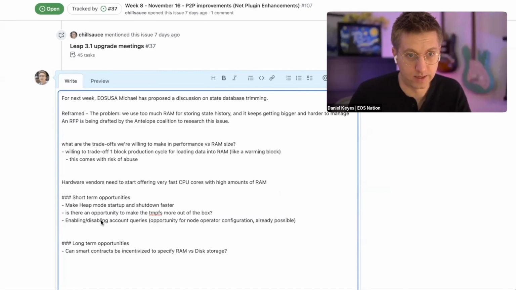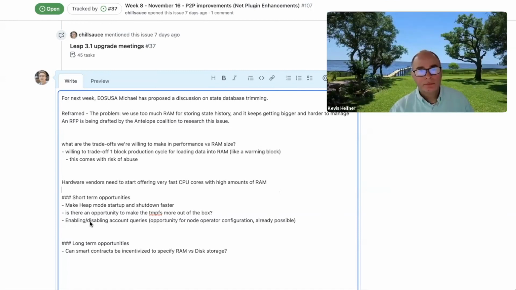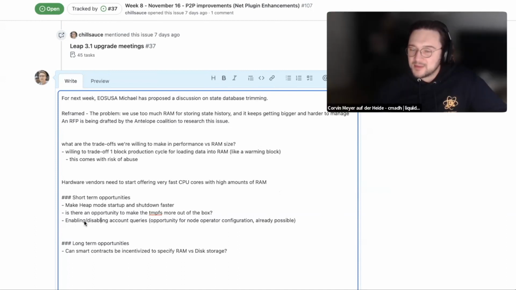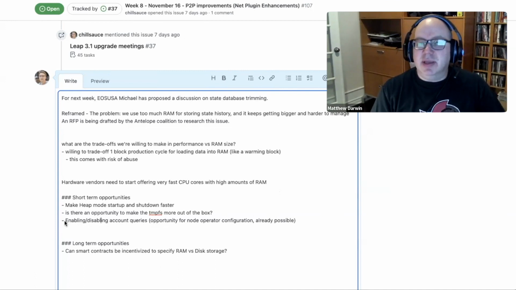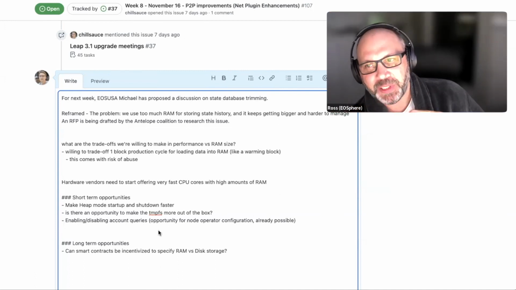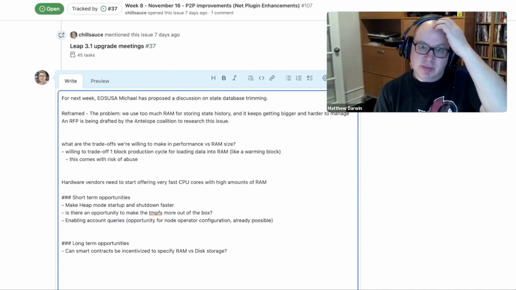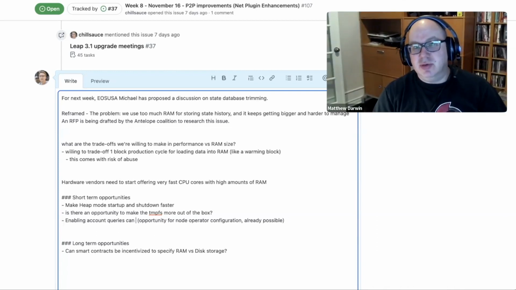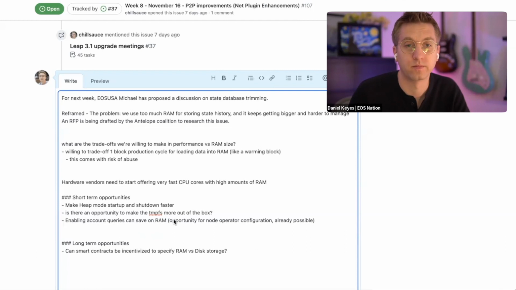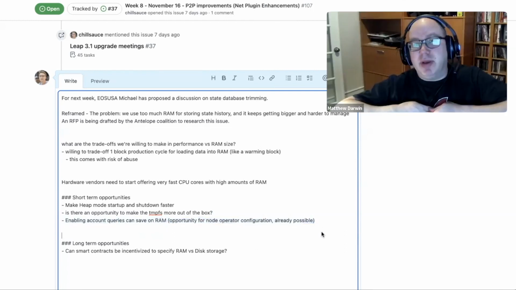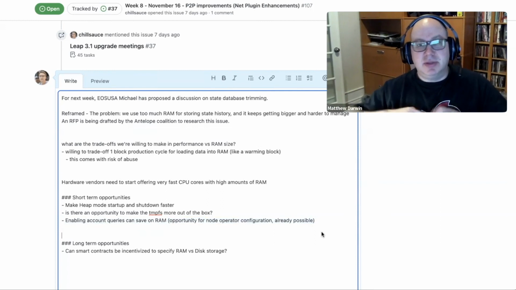So would disabling or enabling be the reduction? Or does it depend? That's already available. It's already a feature that's already there. But is there an instruction to provide to node operators, disable account queries, you save on RAM? No, you have to enable it. By default, it's disabled. I'm not sure there's anything to do there on this. I've never noticed it. But it's a great point. It definitely uses more RAM on the API nodes.